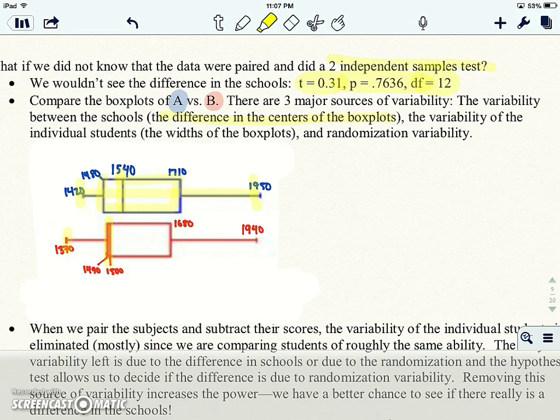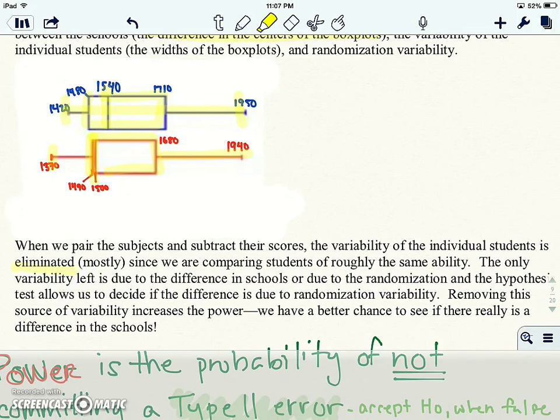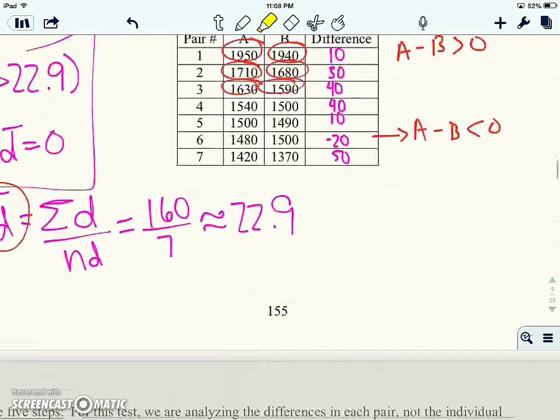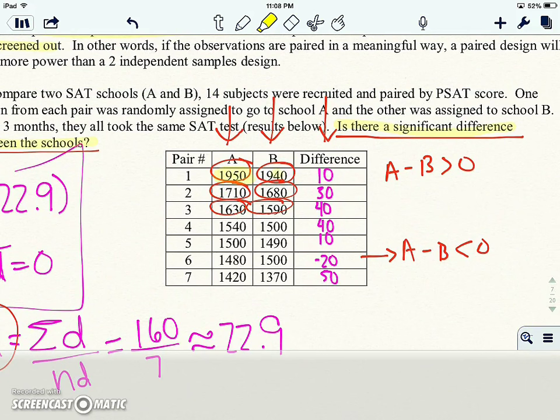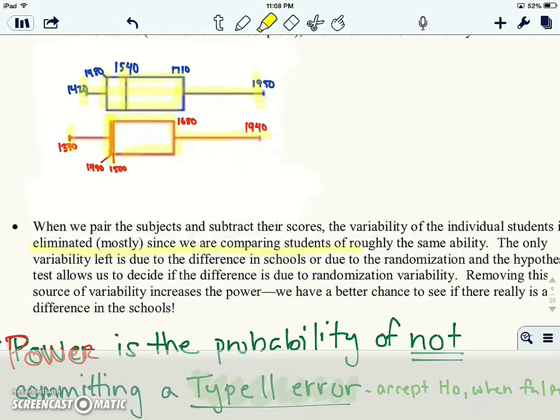It's showing how spread out the kids' different scores are. And then randomization of variability, which is what we're trying to check for. When we pair subjects and subtract the scores, the variability of the individual students is mostly eliminated. Okay? Since we are comparing roughly the same ability, we're comparing this smart kid to this smart kid, this second well-performing kid to this second well-performing kid. So we're getting rid of the individual differences.